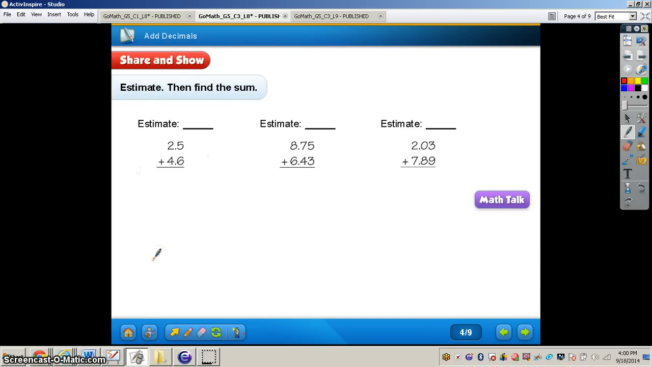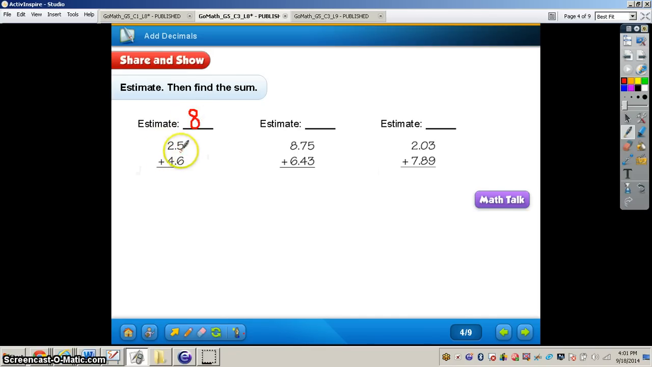Okay, let's take a look at some of these problems. On the bottom of page 136, we have 2 and 5/10 plus 4 and 6/10. First thing you want to do is estimate. Change that 2 and 5/10 to a 3, and 4 and 6/10 to a 5. 3 and 5 give you 8 for the estimated answer.